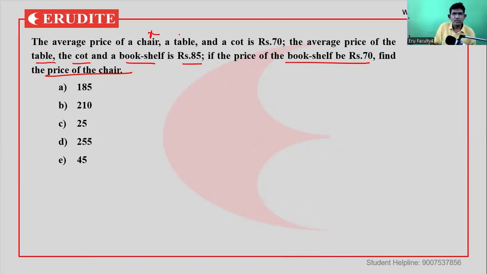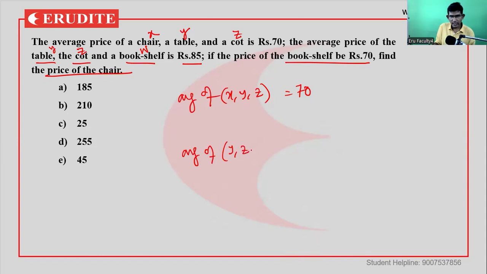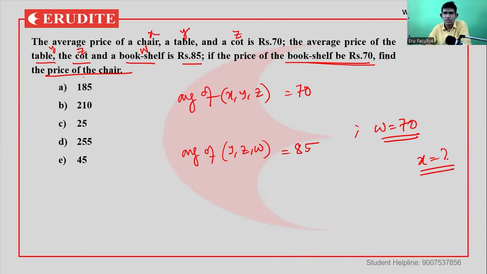So let's take chair is X, table is Y, and cot is Z. That means the average of X, Y, and Z is equal to 70. And also the average of table, that is Y, cot, that is Z, and bookshelf, let's take W, that means the average of Y, Z, and W is equal to 85. Now the price of bookshelf is 70, so W is given to be 70. What's the price of chair? So I have to find the value of X, in other words.